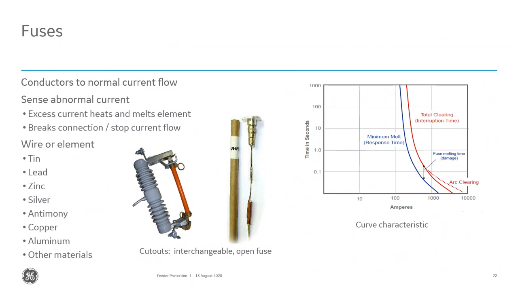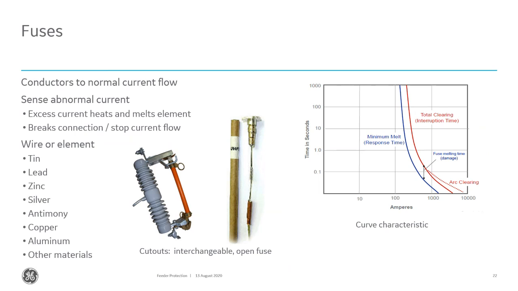So with each device that we're talking about, there's a rating or capability that it can do. And when we talked about the recloser, we talked about the interrupting capability. The fuse is the same thing, except the fuse also has a curve associated with it.